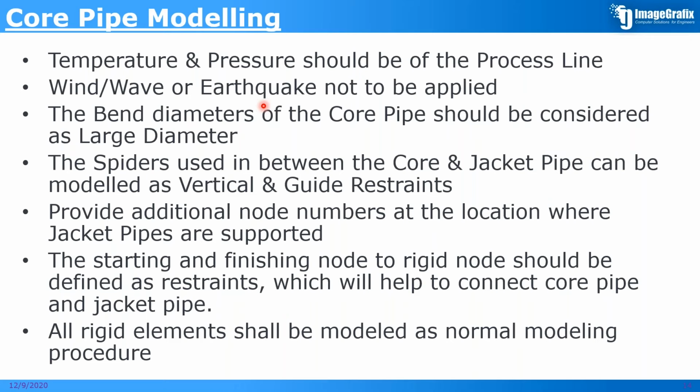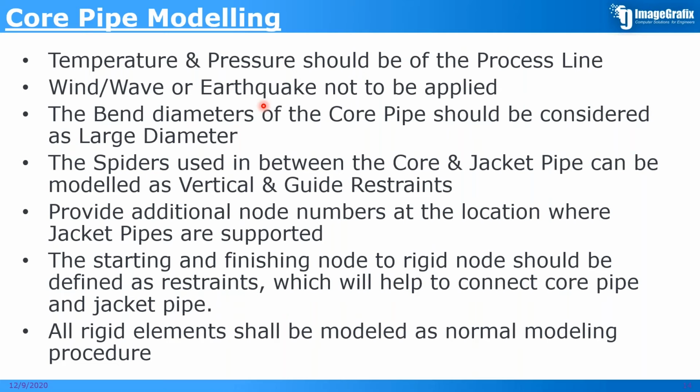Now, the bend diameters on most of the core piping, unless specified, will be equal to your large diameter, that is 1.5D by default. If in my piping specification the bends are specified as short radius bends, sorry, I'm not speaking of bend diameter, it's bend radius. If it is given as short radius bend, that is equal to 1D, then I need to follow that. If nothing is specified, the default bend radius would be my large radius bends, that is 1.5D by default.